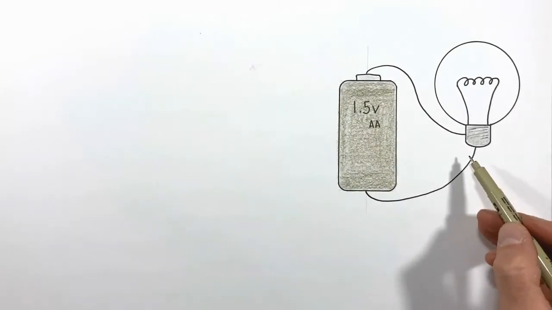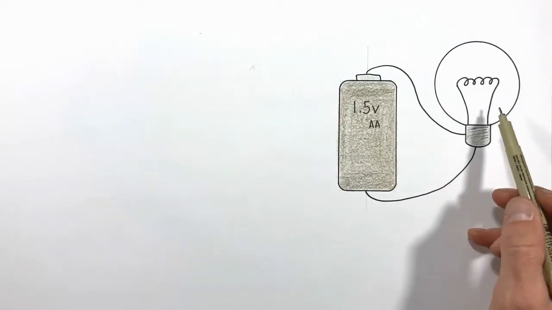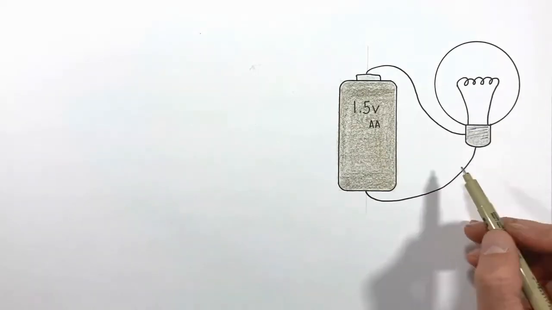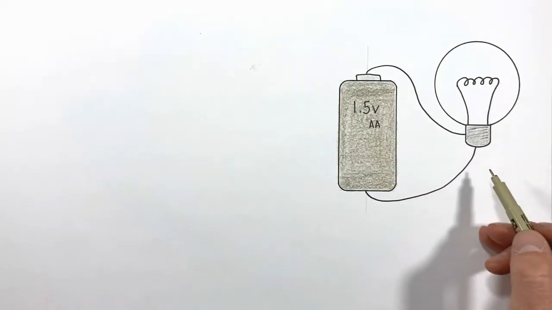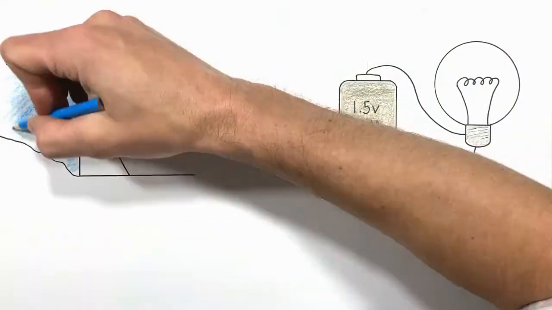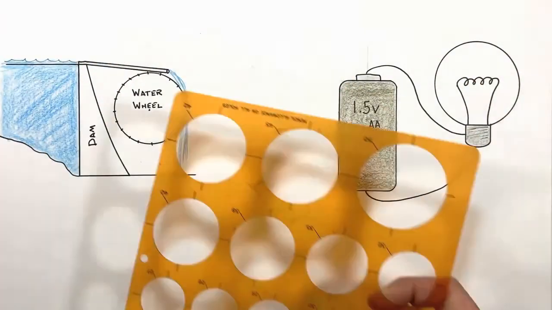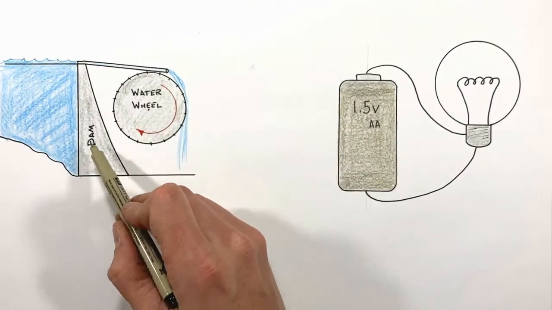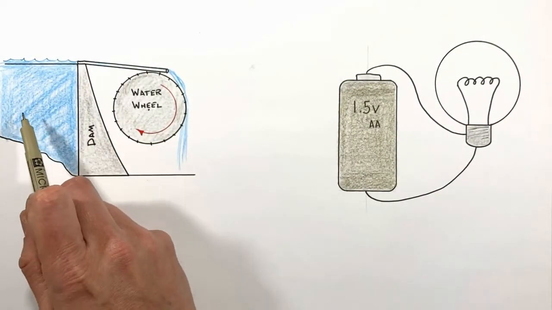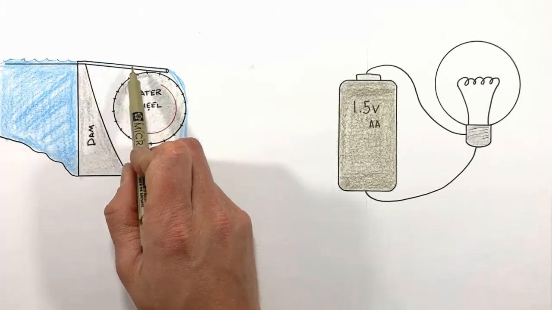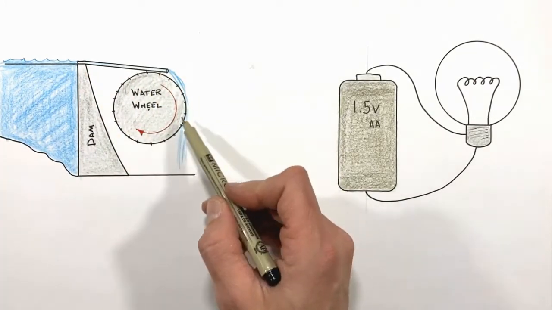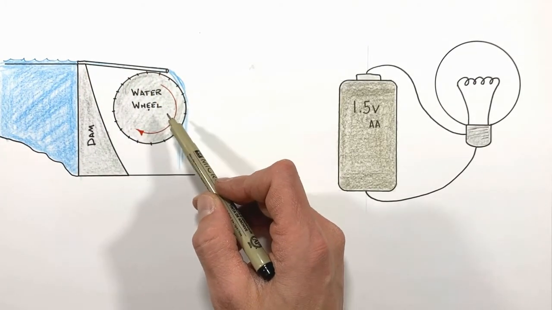But to actually understand how Ohm's law relates to this battery and this light bulb, we need to take a look at two seemingly different situations. In one situation, we're going to take a look at a dam holding back a bunch of water. And that water is going to be free to run through a pipe, which then runs over a water wheel, causing that water wheel to turn.